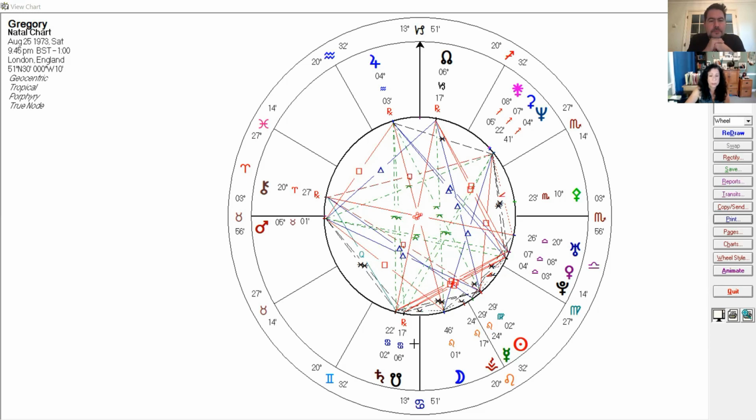For those who don't know what a dispositor is, it's the planet that rules the sign of the point or planet in question. So our point in question, this is a point versus a planet, the south node, is in Cancer. The planet that rules this sign is the moon. So we would look at Pluto in the 6th house, south node in Cancer in the 3rd, with the dispositor, the moon, being in the 4th house in Leo. There's lots of other things to add to that.